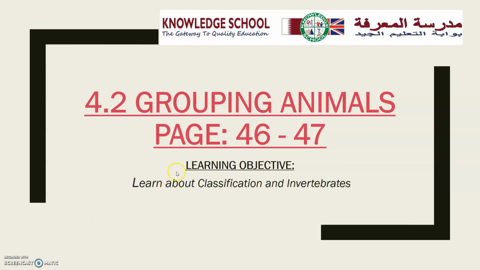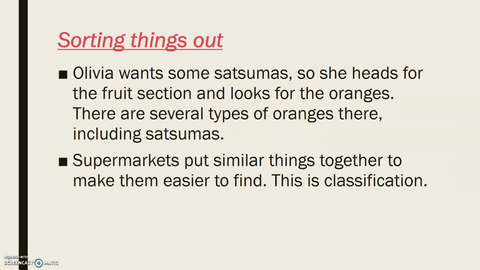We will cover only 46 today. The whole lesson is 46 and 47, but today we will cover only 46. Learning objective: learn about classification and about invertebrates. So I think you know what is classification and who are invertebrates, right? I think you have studied about vertebrates and invertebrates.